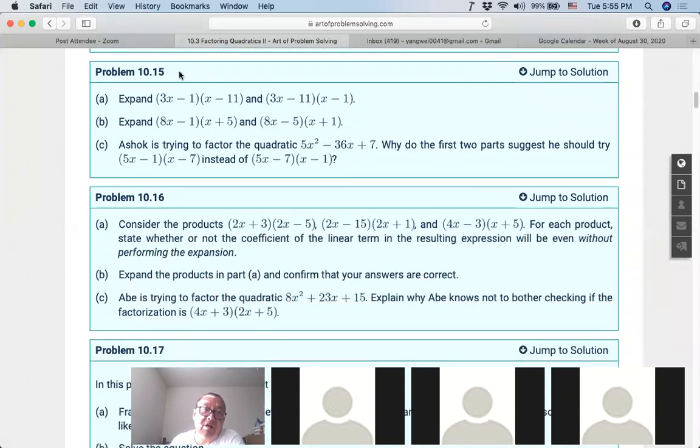Now let's go to the next one. This one is 10.15. See, they ask you to expand 3x minus 1 parentheses times x minus 11, and 3x minus 11 parentheses times x minus 1. Everybody, can you send your answer for this one in private chat? What is your answer if you expand 3x minus 1 parentheses times x minus 11? Everybody do this.